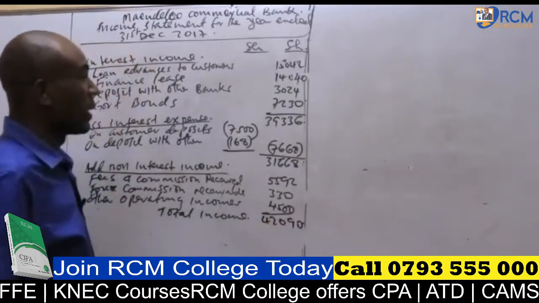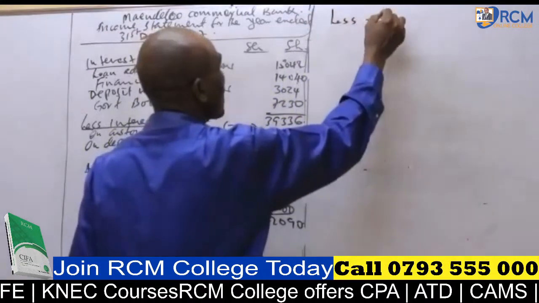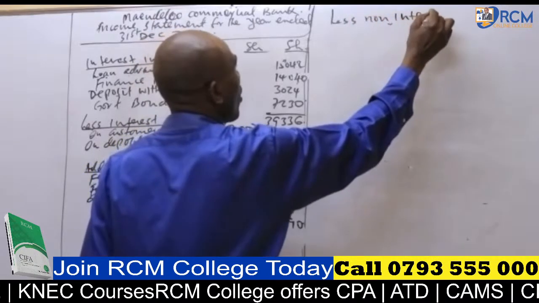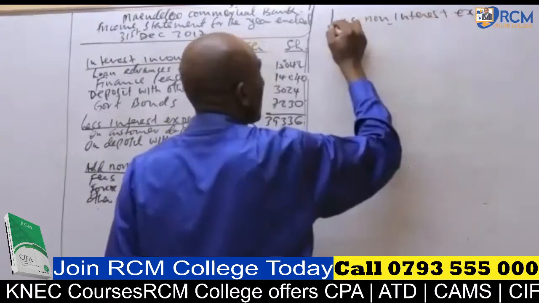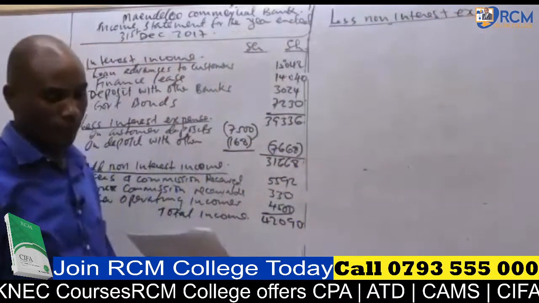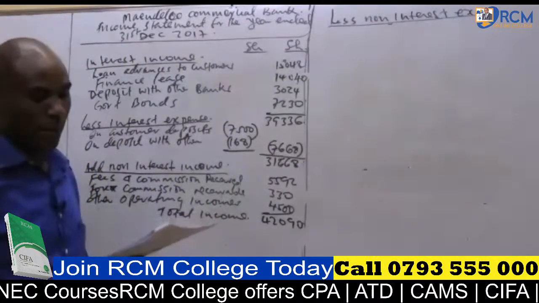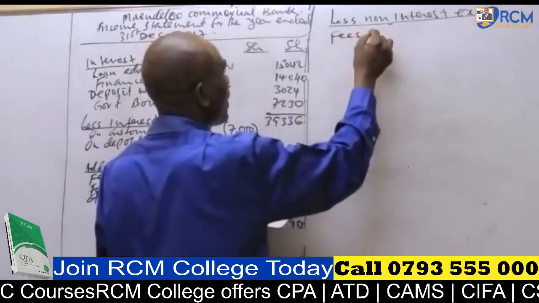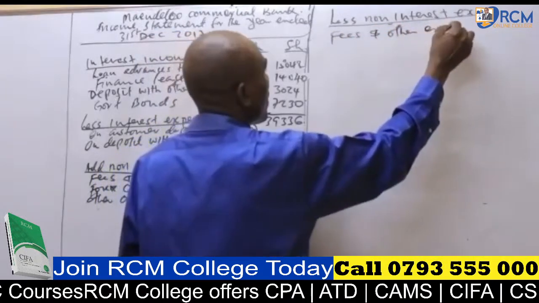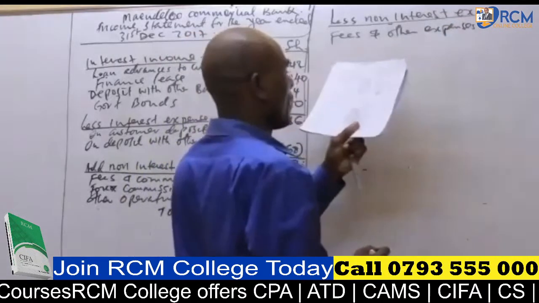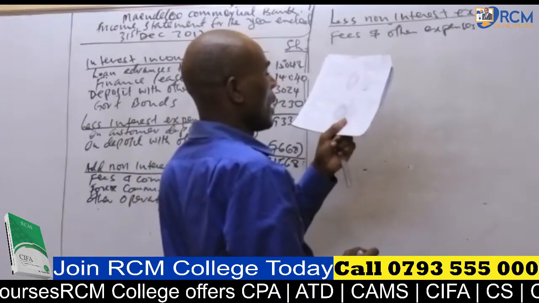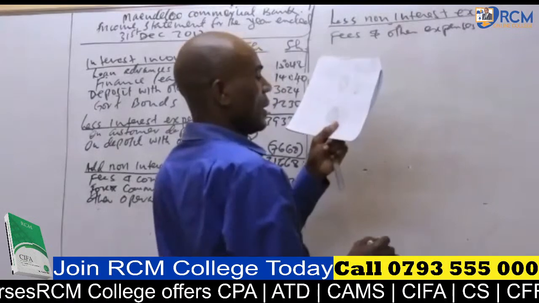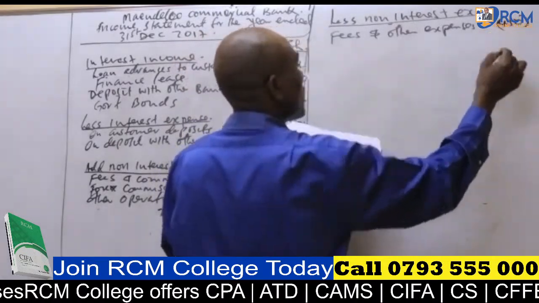Then we come to less expenses, non-interest expenses or operating expenses, and interest expenses. Here we have fees and other expenses. Is it 450? I believe it is 450.